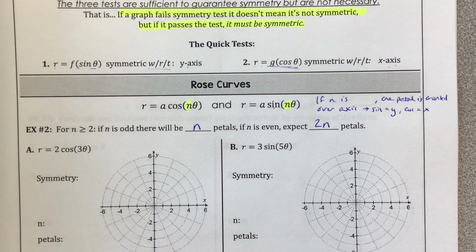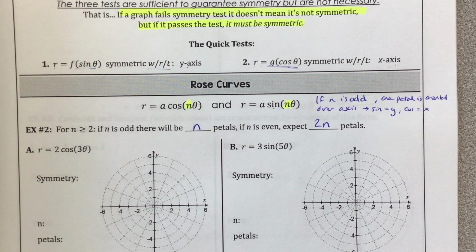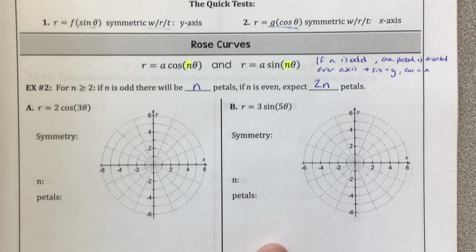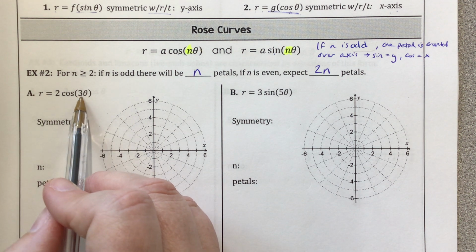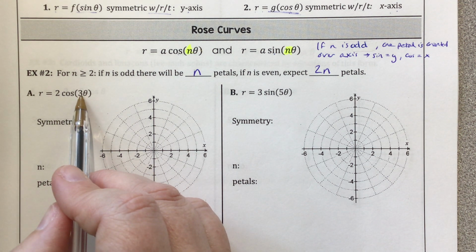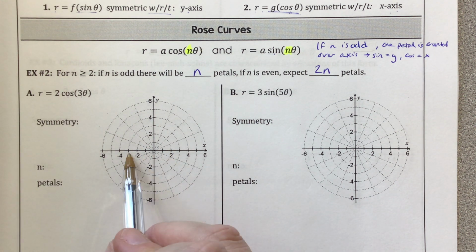I'm so sorry. If n is odd, then one petal will be oriented right over the axis indicated by the sine or cosine. And that'll tell me exactly where to start with my first petal. So here, n is an odd number, so I can start right on the cosine axis, the axis indicated by cosine, which is horizontal. The first petal will be right over the horizontal axis, but which side of the horizontal axis?